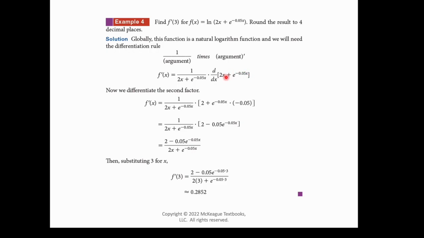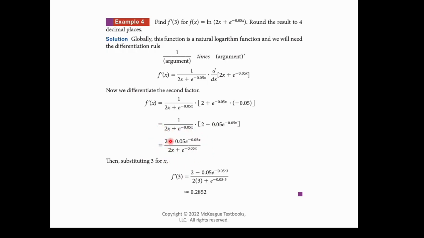In this case, it is. So the derivative of e to the negative 0.05x is going to be e to the negative 0.05x times the derivative of the exponent, which would be negative 0.05. So all of this is the derivative of that inner function, and we have to multiply it by 1 over the inner function.